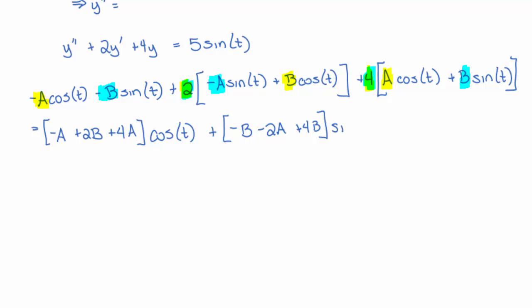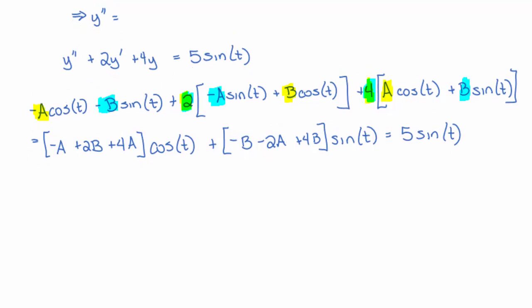And those are all the signs. And in the end, I want that to be 5 sine of t. Remember, that's where we want to go. This creates a system of equations. This is called comparison of coefficients. So let me go ahead and write that down.